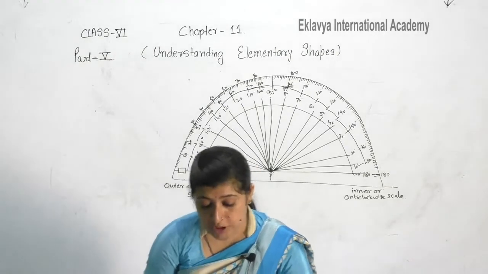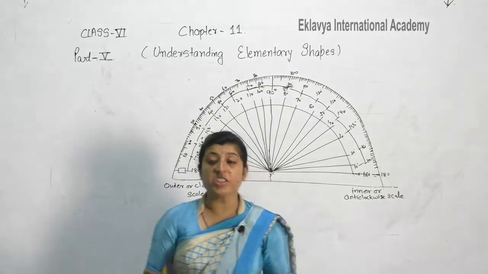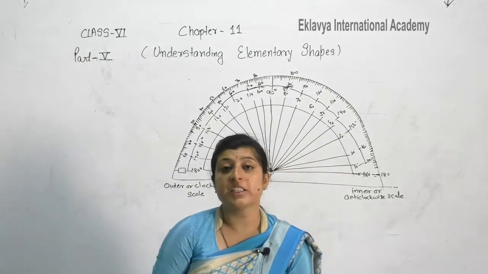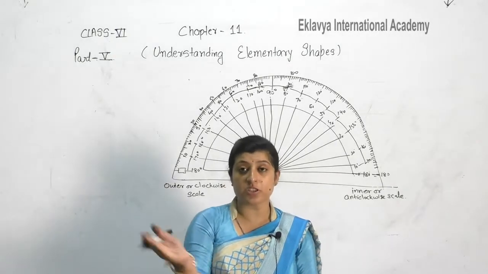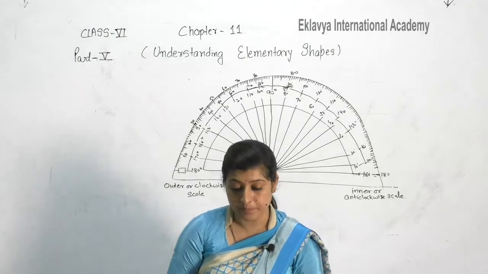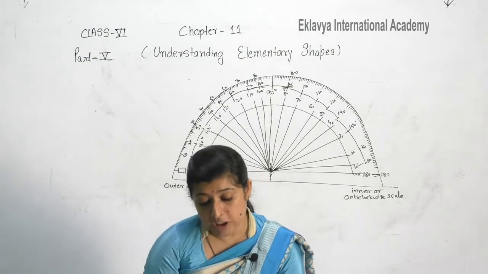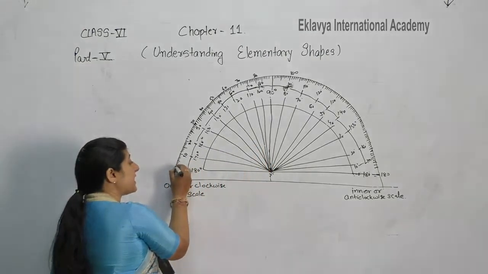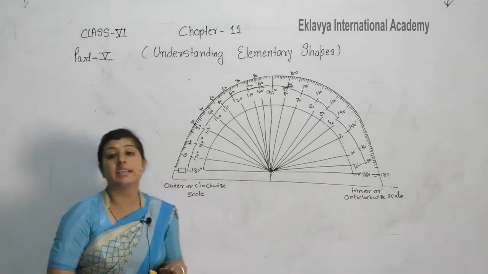Okay, now one question: what part of the rotation is shown by a protractor? We can see it is a half part of the rotation, because it is showing only a half circle. Okay, what is the unit of the measure shown on the protractor? See, each part is divided into 1 degree. So the unit we can say is 1 degree.